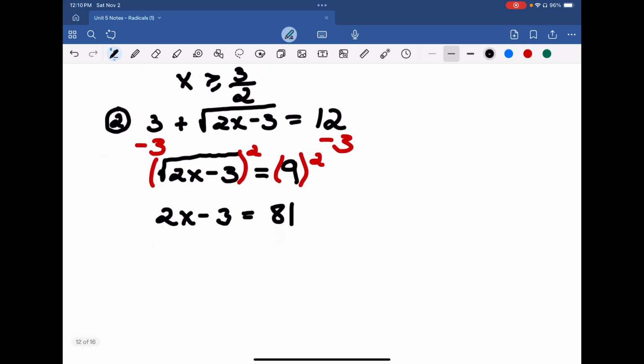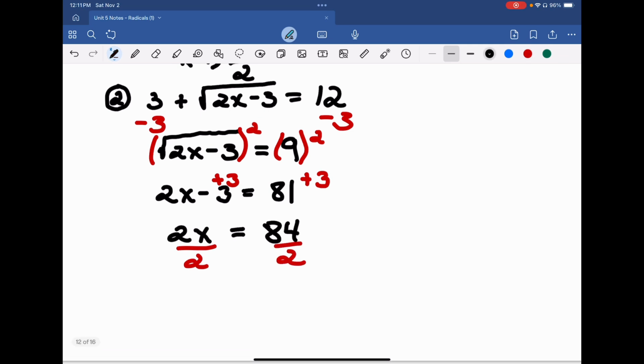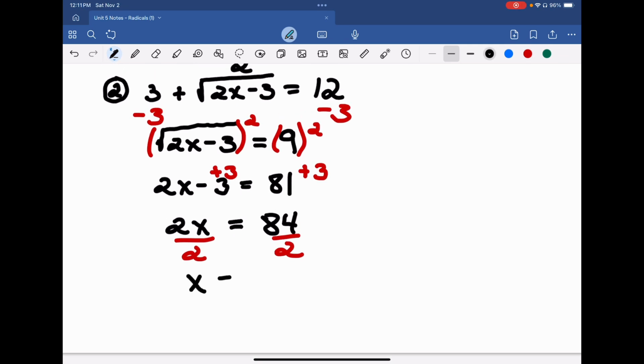And then from here, what I'm going to do is add the 3 across. So plus 3 and plus 3. This is going to then give me 2x is equal to 84. My very final step is to divide both sides by the 2. And when I divide both sides by 2, I end up getting that x is equal to 42. Awesome. Now, we just need to quickly verify that this is actually the solution.